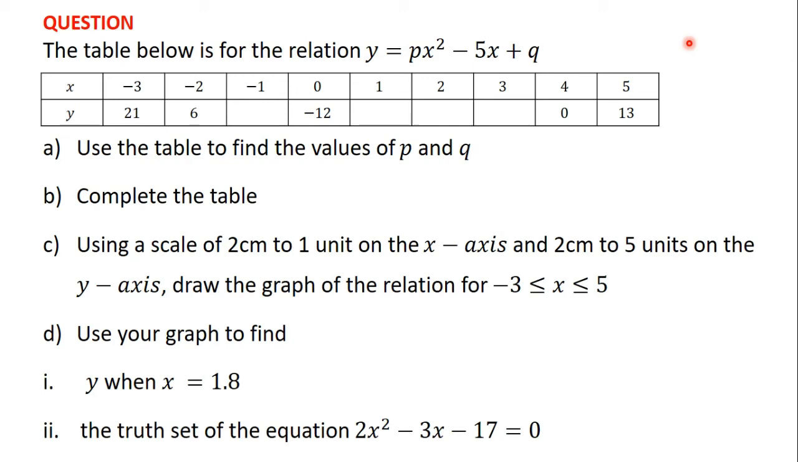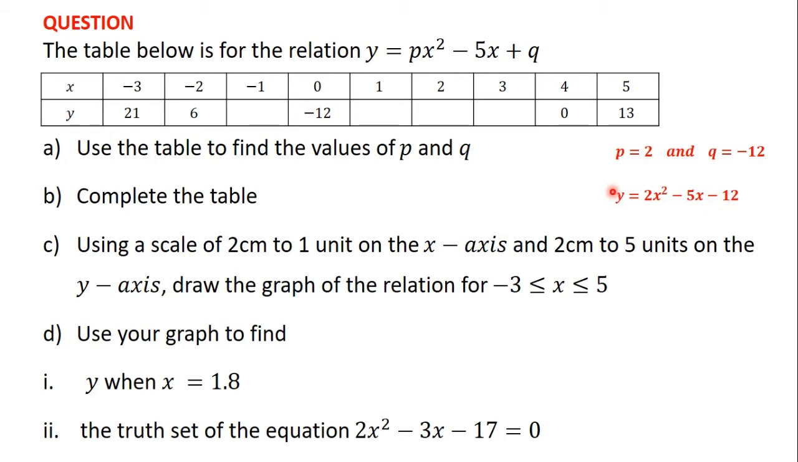Welcome back. We started solving this question in the previous video. We used some of the values of x and y given to us in the table to find the values of p and q. We had p as 2 and q as minus 12. Then we substituted the values of p and q into this relation, and we had y is equal to 2x squared minus 5x minus 12.